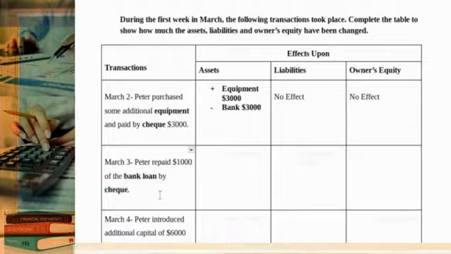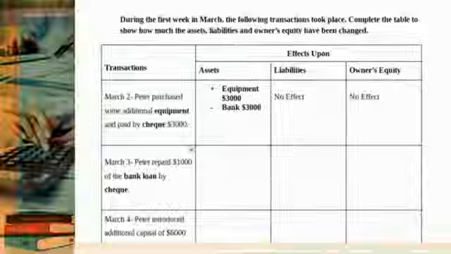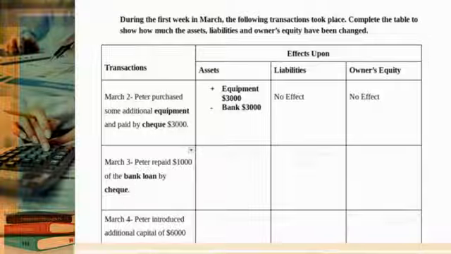So bank loan is a liability because it is what the business owes. If Peter repaid $1,000 of the bank loan, this simply means that bank loan is going down. So Peter now owes less for bank loan. So we're going to go to the liability section of the table. We're going to place a small minus to show that bank loan is going down and by how much. So minus bank loan, $1,000.